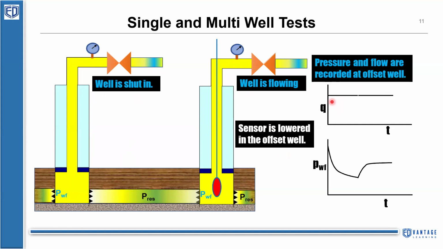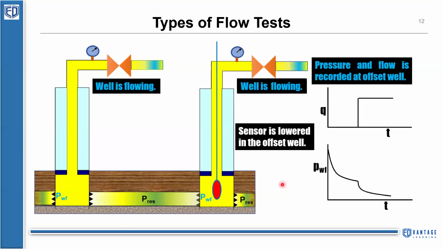If you look at the offset well, the Q is the same because the well is flowing at a constant rate, but the pressure is dropping initially and then it is rising because the other well is shut in after this point. So you can see an increase in pressure because there is an obstruction at this point for this well. Until this point, while the well is flowing, the pressure is dropping, and after this point it is building up even though the well is flowing. That is something unique in a multi-well test.